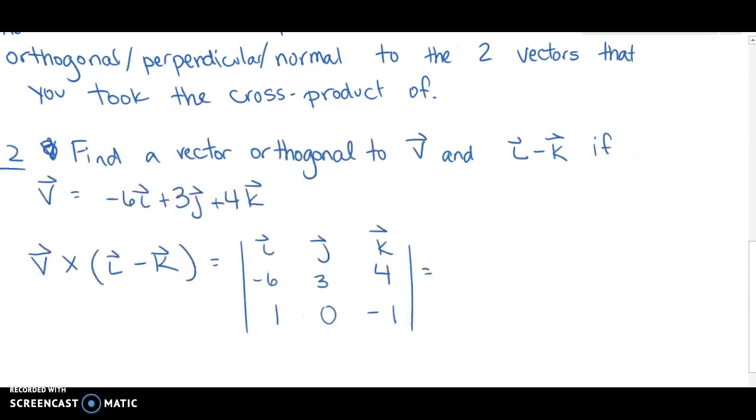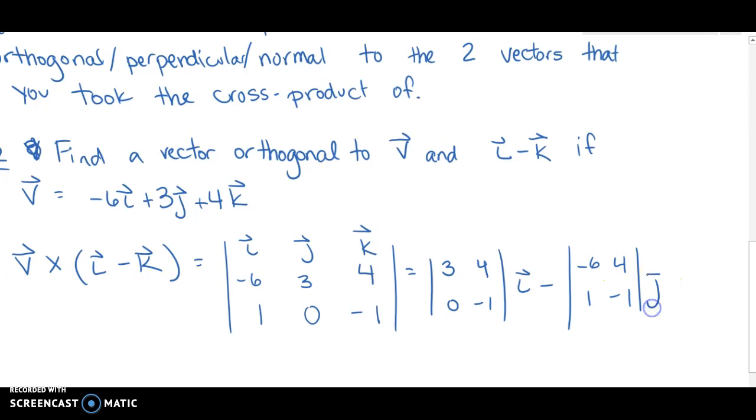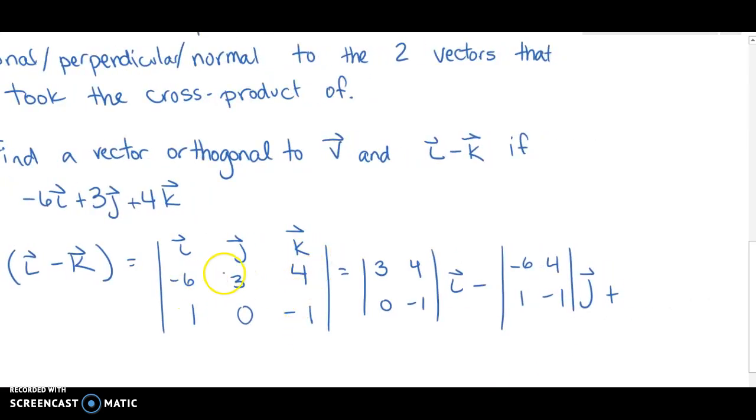To do that, we do everything but the first column. So we've got 3, 0, 4, negative 1, and that goes in front of i. Then there's the minus sign, and then we do everything but column j: negative 6, 1, 4, and negative 1. Then we have the plus sign, and it's everything but the column with k: negative 6, 3, 1, 0.